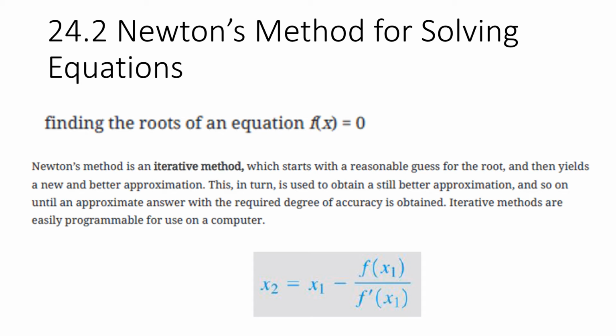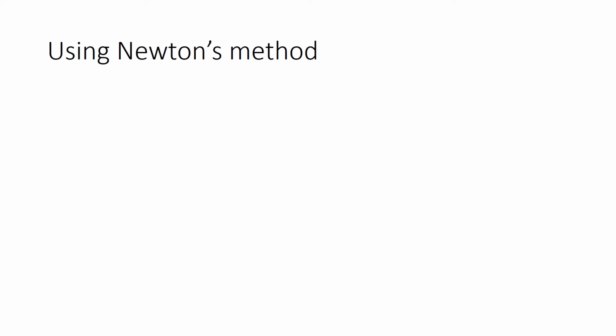So Newton's method basically takes a guess, let's say x1, and then calculates a slightly better guess, x2, by using this formula: x1 minus that original function evaluated at x1 divided by the slope of that function evaluated at x1, that derivative. So that's getting closer and closer to a better value. That's Newton's method. Let's go ahead and use it on an example problem.